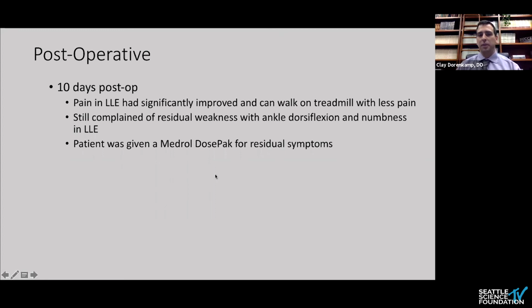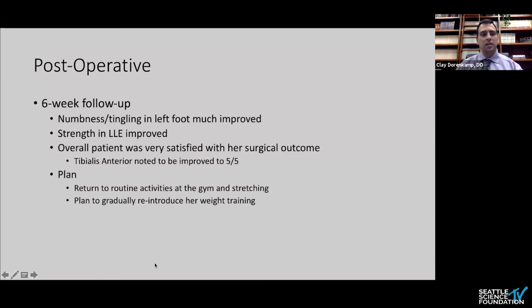10 days post-op, the pain in her left lower extremity had significantly improved and she was starting to walk on a treadmill with less pain. She still complained of some residual weakness with ankle dorsiflexion and numbness in the left lower extremity, and the patient was given a Medrol dose pack for residual symptoms. At 6 weeks, her numbness and tingling was much improved in her left foot, and her strength was getting much better. She was very satisfied with her surgical outcome. At this point, she was planning to return to normal activities and to gradually reintroduce her weight training programs.